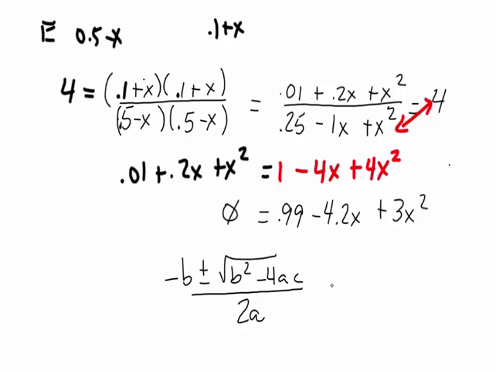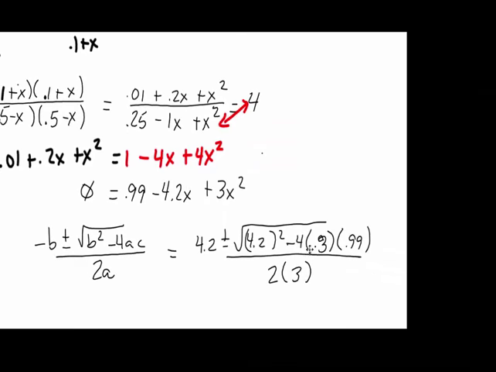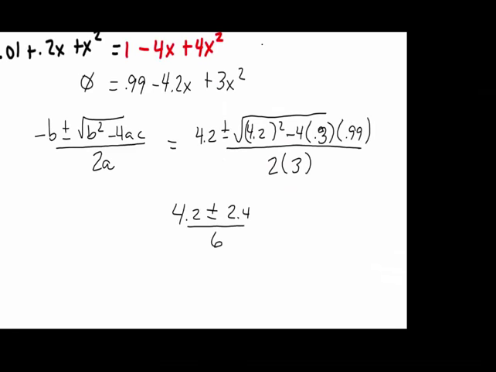So what do I get when I plug them in? I'm going to get 4.2 plus or minus the square root of whatever 4.2 squared is. And so that's what you would get once you did your expression. Well, I know that whatever number I get cannot be bigger than what I started with. I started with 0.5. So whatever my change in x is.